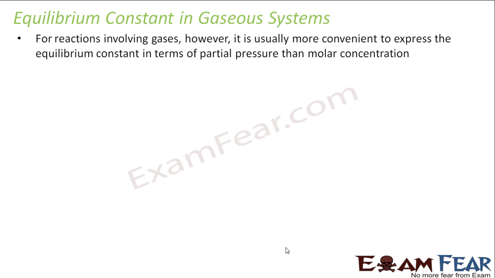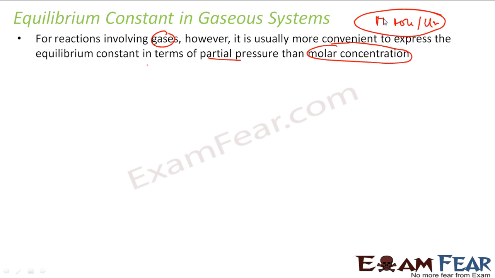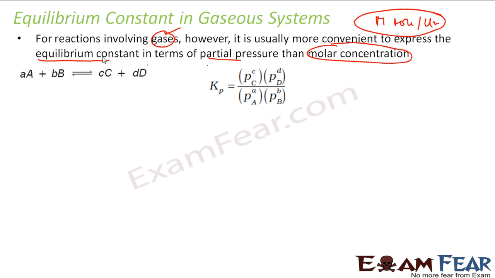So if you see, for reactions which has gases involved, it is more convenient to express the equilibrium constant in terms of partial pressures rather than the molar concentration. Till now we have been using M, or moles per liter, right? But for reactions which involve gases, it is convenient to write this equilibrium constant in terms of partial pressure, and that's what we'll do. So let's suppose the reaction I have, A plus B is equal to C plus D, and all are gas.